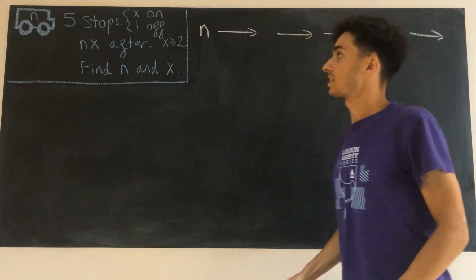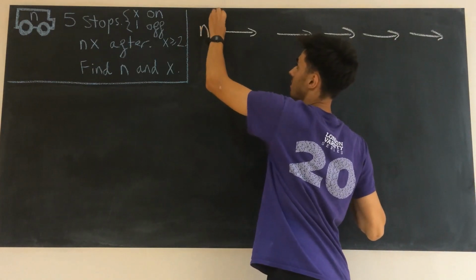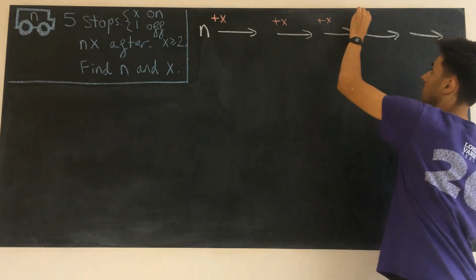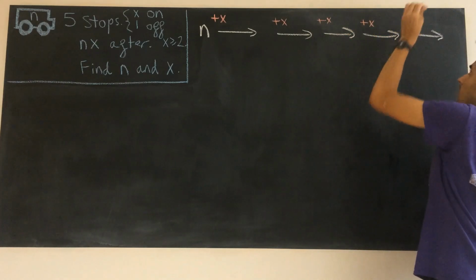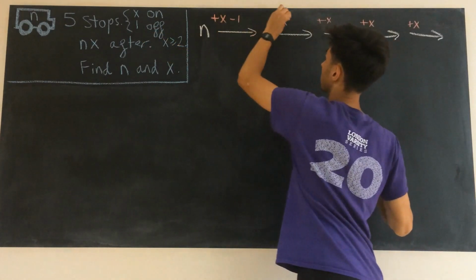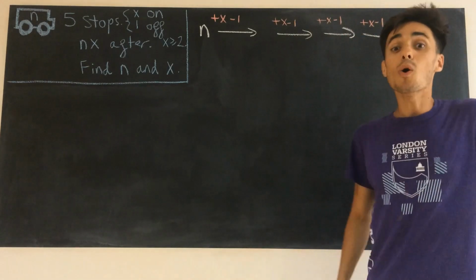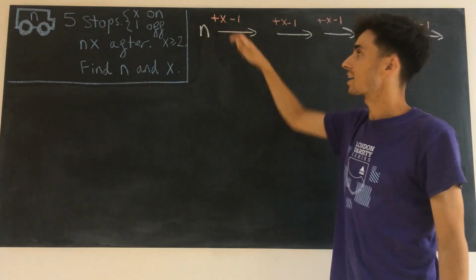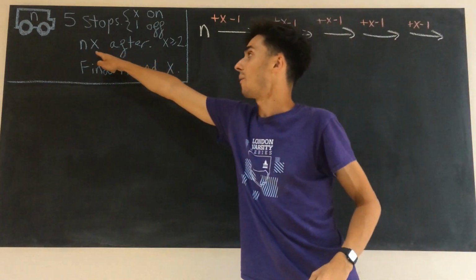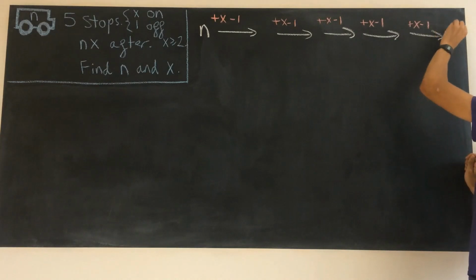And our x people getting on and 1 person getting off, I'm going to write a plus x for each stop, plus x, plus x, plus x, plus x, and we get 1 person off at each stop. So that's take away 1, take away 1, take away 1, take away 1, take away 1. So our overall change at each stop is plus x minus 1. Well, at the end of our 5 stops, we now have nx people on our bus. So that gives us an nx over here.